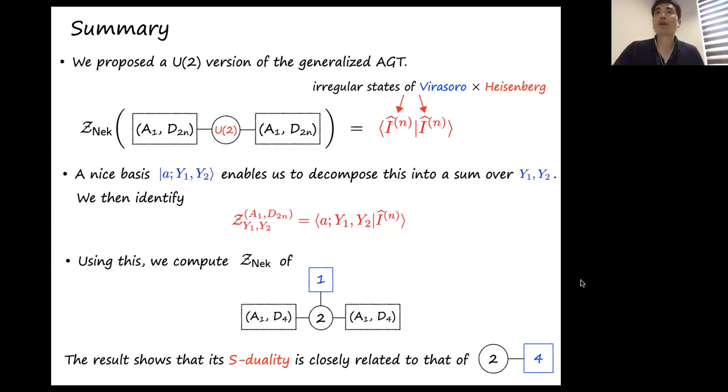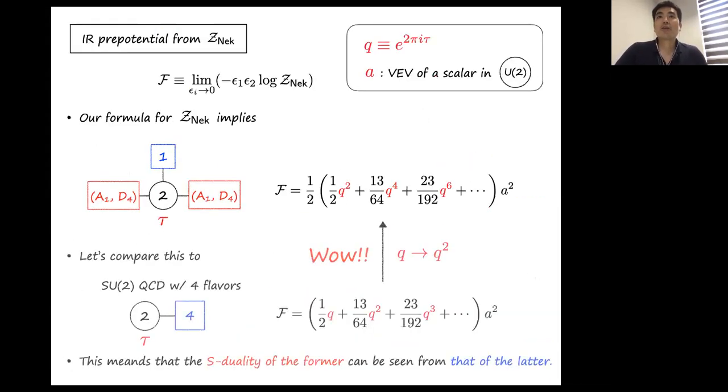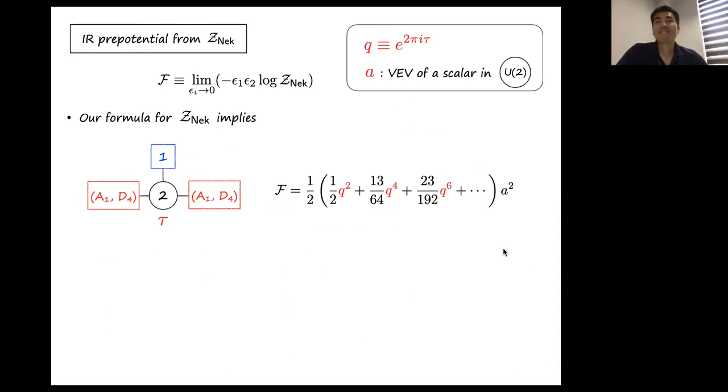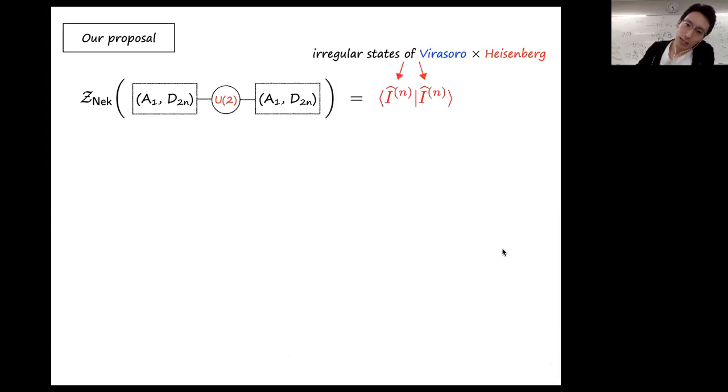So you just compared this prepotential between these two theories. How about next to leading order? Did you compare them? Not really. Well, there is a technical difficulty. Okay, I see. That's a big difficulty, and that must be solved.